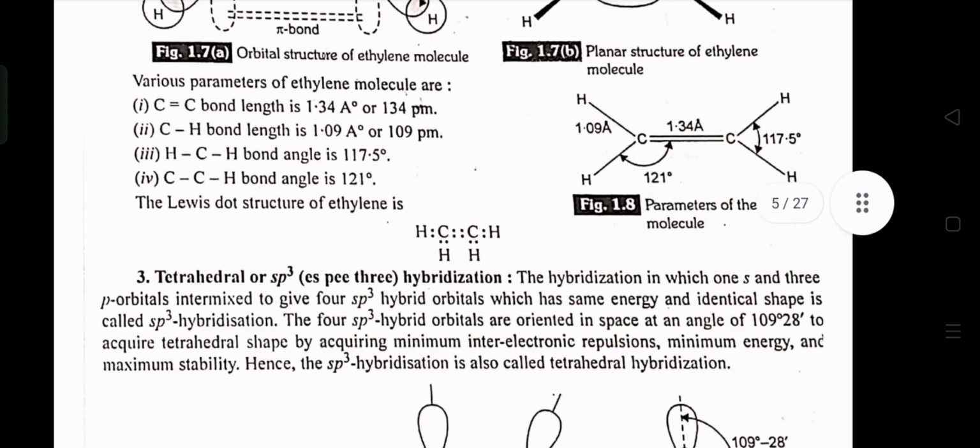Various parameters of the ethylene molecule are: C double bond C bond length is 1.34 Angstrom. C-H bond length is 1.09 Angstrom. HCH bond angle is 117.5 degrees. CCH bond angle is 121 degrees. The Lewis dot structure of ethylene is given.